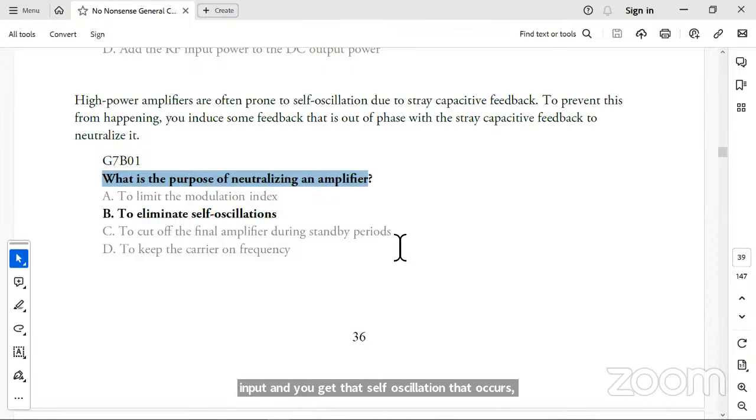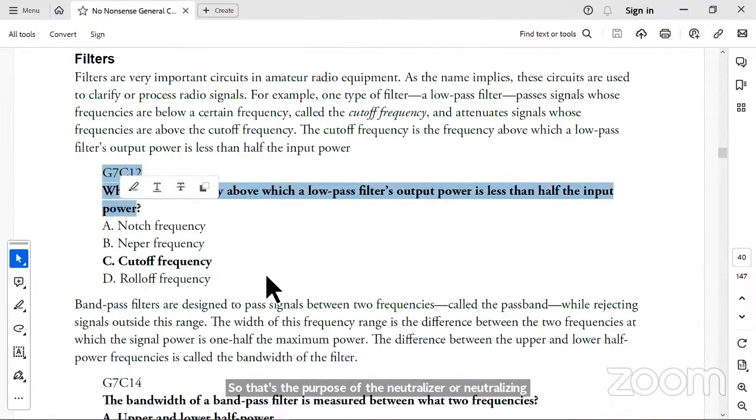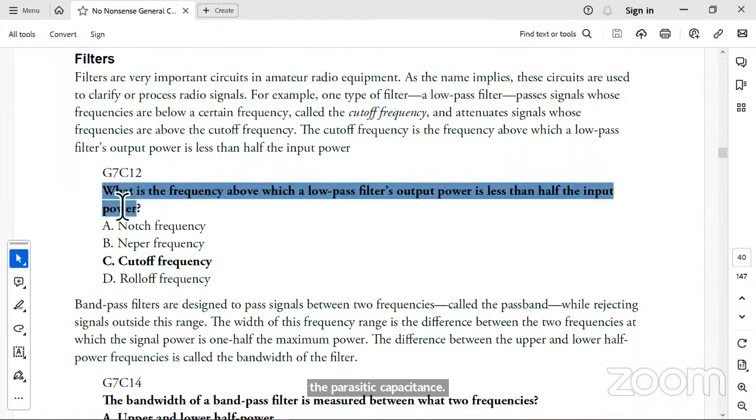So to counteract that, you neutralize it by inserting an extra capacitor, and it will cause that output to be out of phase with the one that's causing the self-oscillation, and it neutralizes it. So that's the purpose of neutralizing an amplifier: to eliminate the self-oscillation from the parasitic capacitance. Okay, next question in the question pool.